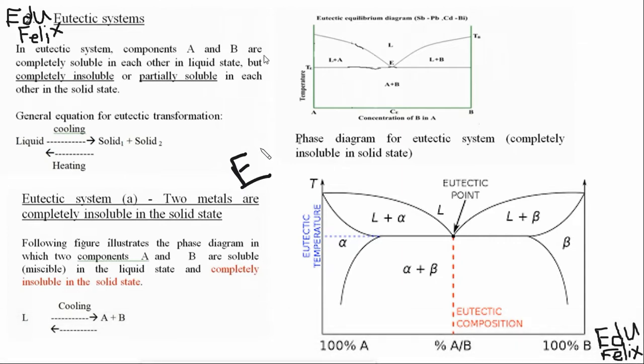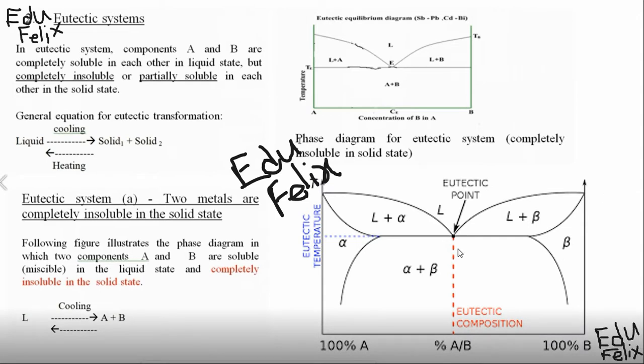In a eutectic system, components A and B are completely soluble in the liquid state, but only partially soluble in each other in the solid state. The liquid you have here also. This changes due to some extent of solubility. So if you cool the liquid, it changes to solid 1 and solid 2. But if you heat up, you get only one liquid. That is the eutectic.